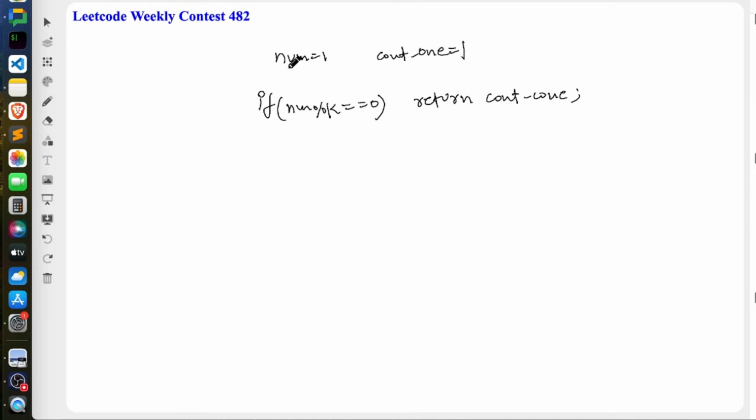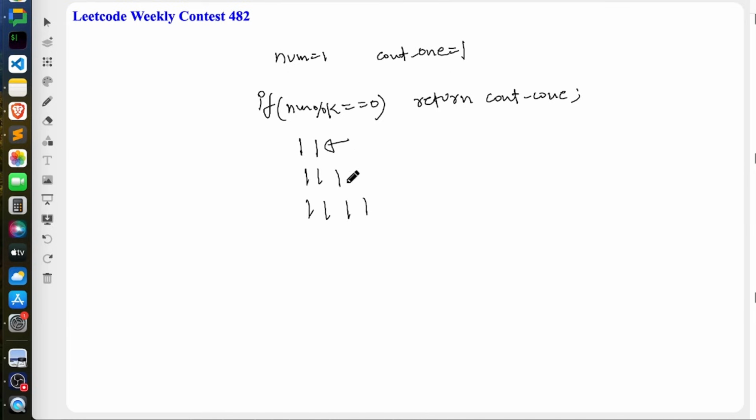Otherwise, if this is not divisible by k, what would be the next number? The next number would be to just append 1 in the decimal representation. For example, you start with 1, the next number would be 11, again the next number would be 111, the next number would be 1111. So you keep on doing the same process. You just check if this is divisible by k or not. If that is divisible by k, you return count 1.